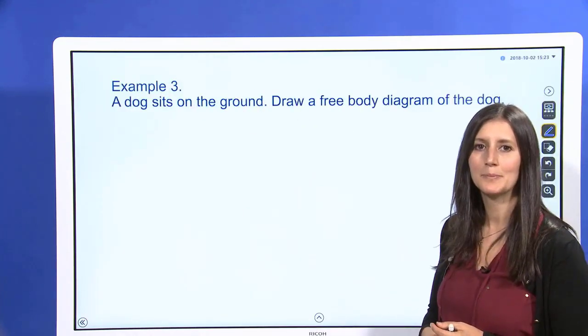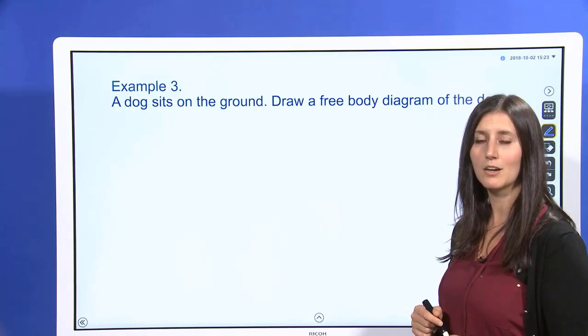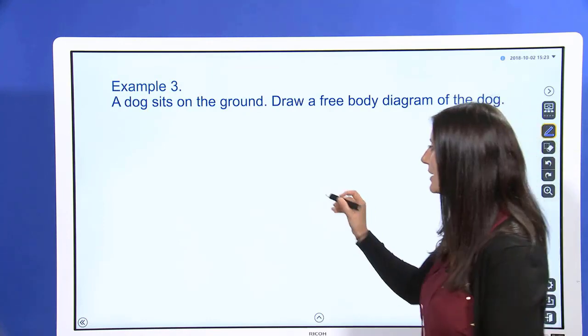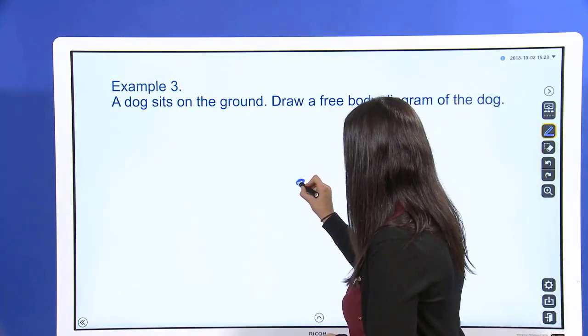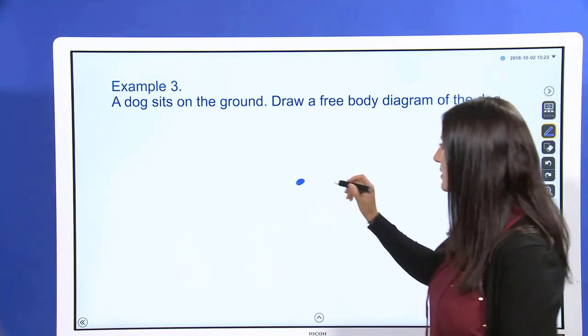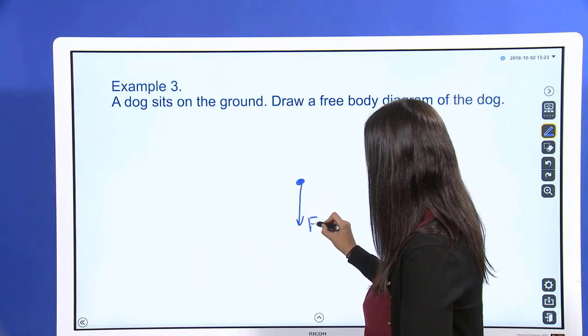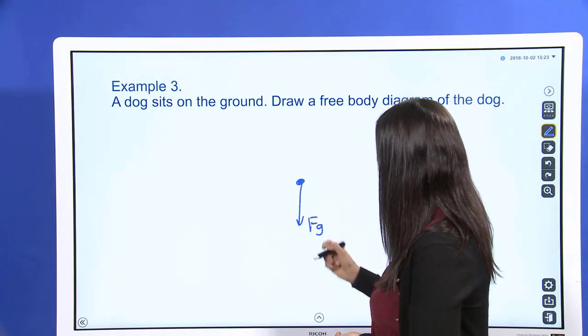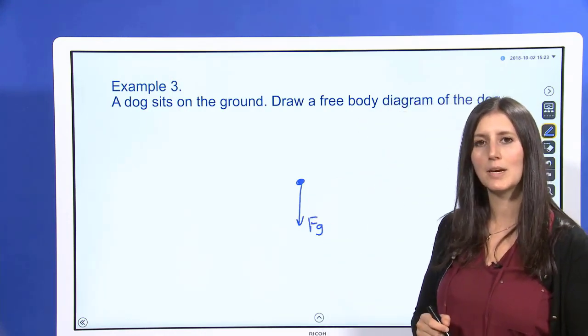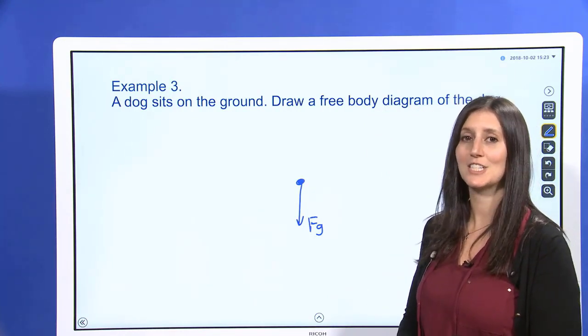Third example, a dog is sitting on the ground. Draw a free body diagram of the dog. Okay, so for this one, again, I'm going to represent the dog by just drawing a dot. There's always a force of gravity which always points straight down, so this is my force of gravity. And again, if this was the only force acting on my dog, the dog would be falling through the ground, which it's not, it's just sitting there.